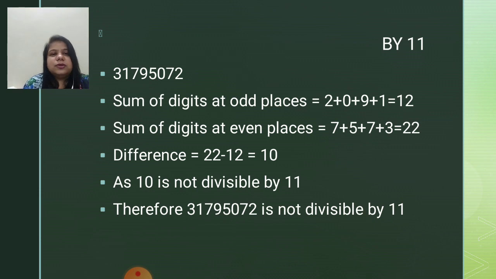Now after this step, we have told you that if the difference is either 0 or divisible by 11, then the number will be divisible by 11. In our case, the difference is 10. So as 10 is not divisible by 11, our whole number is not divisible by 11, right?